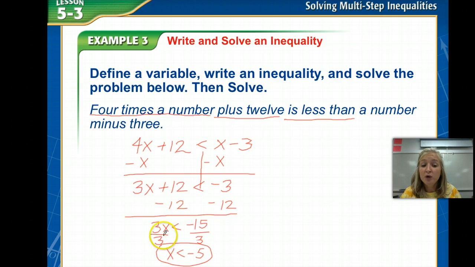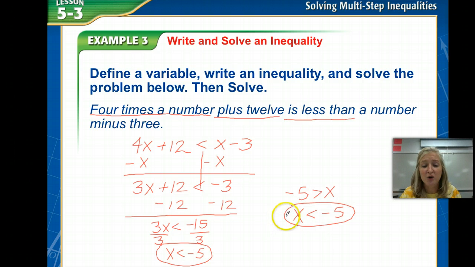All right, if you subtracted the 4x from both sides, just a reminder that if we have negative 5 is greater than x, I always want you to represent the variable first. So you have to flip it around to say x is less than negative 5.